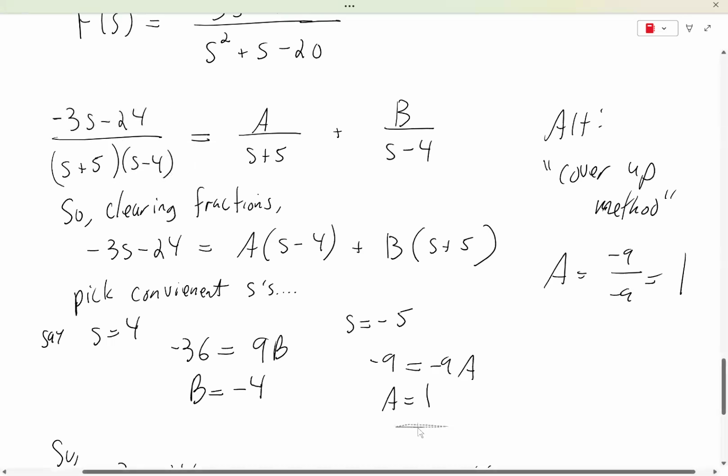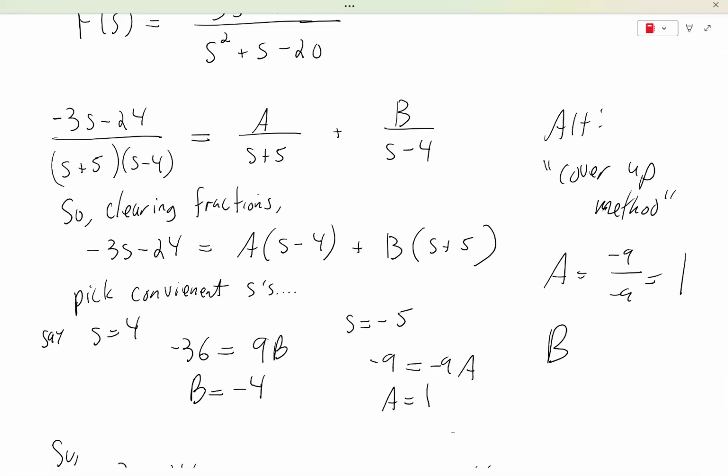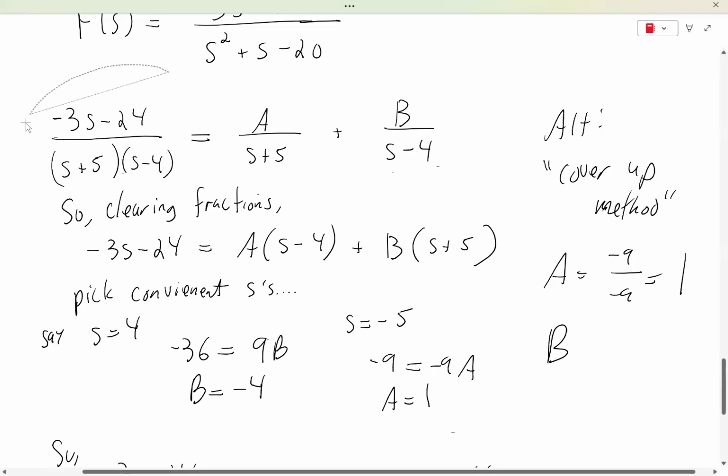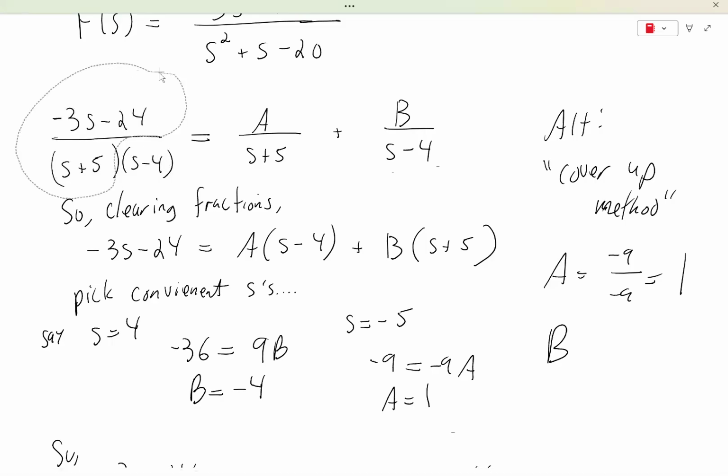So A is equal to 1, just like we got before. Okay, and then for the B, you do the same thing. So for the s minus 4, come over here, you ignore the s minus 4 over here, and then you put 4 into the rest of it. So over here then for the B, ignore the s minus 4, and then put 4 into the rest. Because that gives you like what, negative 36 over 9? Okay, and that gives you negative 4 there for that. So you get the A and the B like that very quickly.